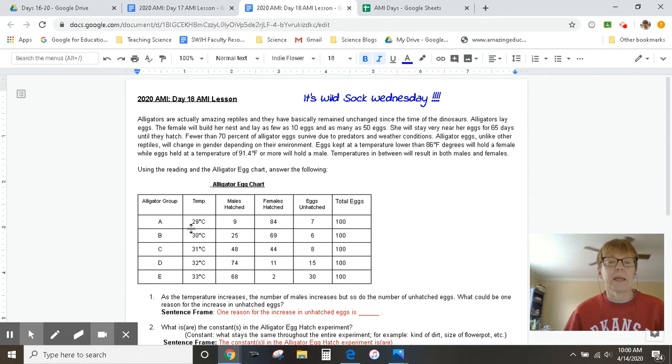So Group A, they were held at 29 degrees Celsius. 9 males hatched, 9 boy eggs hatched, 84 females hatched, 7 eggs didn't hatch at all, for a total of 100 eggs. So one of the things that I noticed to begin with is that the unit of measure for the temperature in the chart is in Celsius, but the unit of measure for the temperature in the passage is degrees Fahrenheit. So those aren't the same.